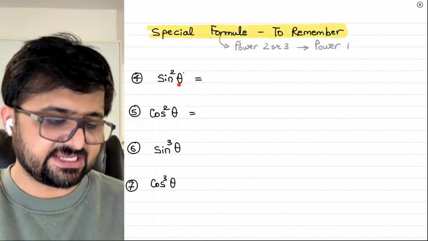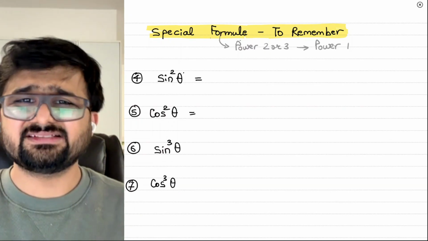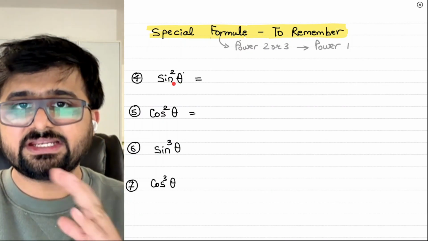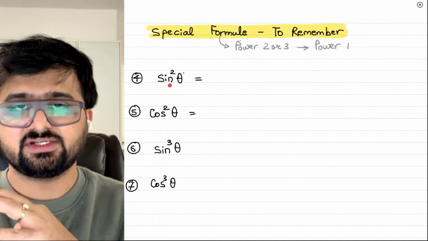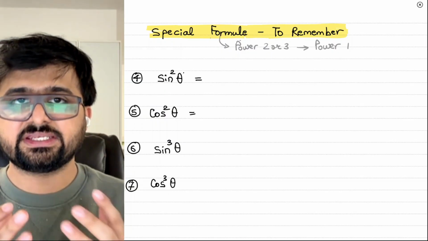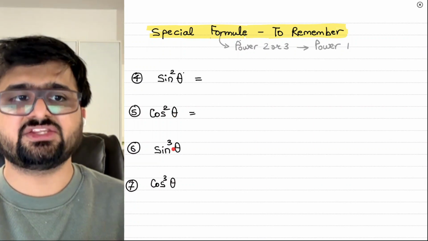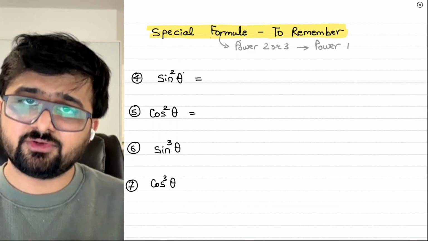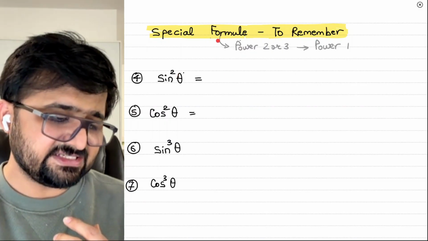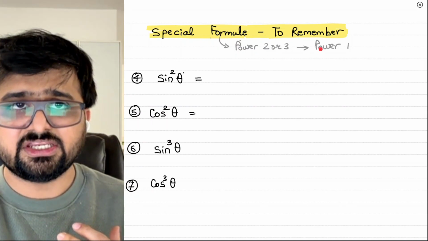Those are the formulas of sine square theta, cos square theta, sine cube theta, and cos cube theta. The reason I call these formulas special is because, for example, we know the integration of sine theta is minus cos theta, but we don't directly know the integration of sine square theta. There is no chain rule as such in integration. So in order to integrate sine square theta or cos square theta or sine cube theta or cos cube theta, you have to convert those powers into power 1. Basically, these special formulae convert power 2 or power 3 into power 1.